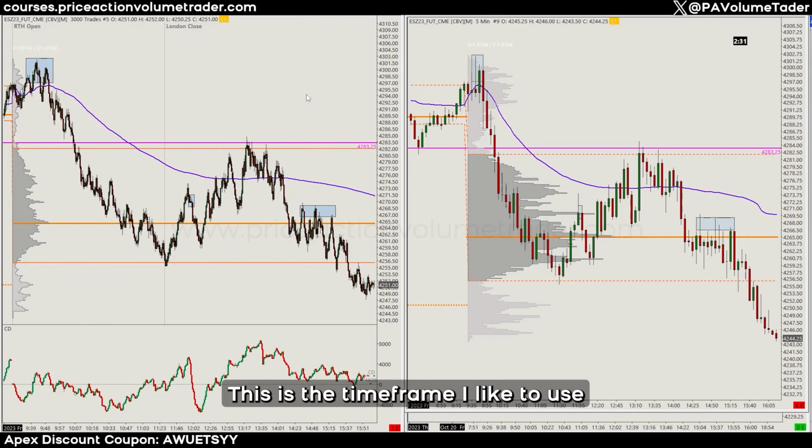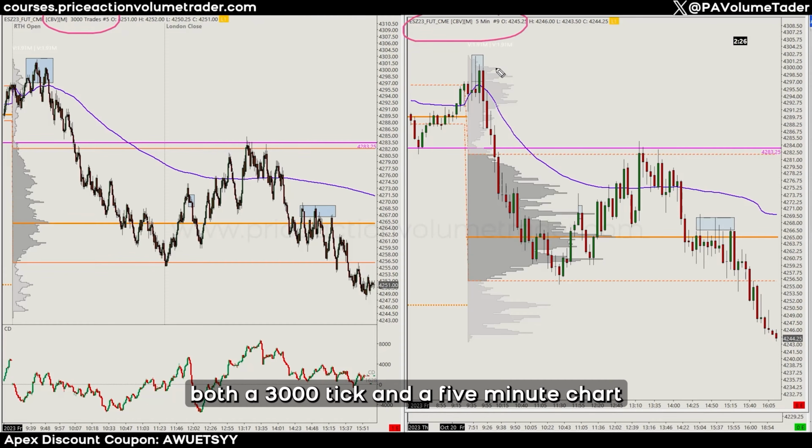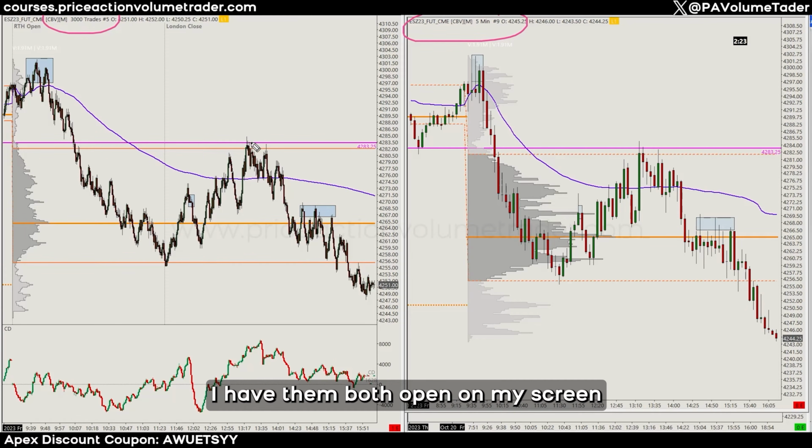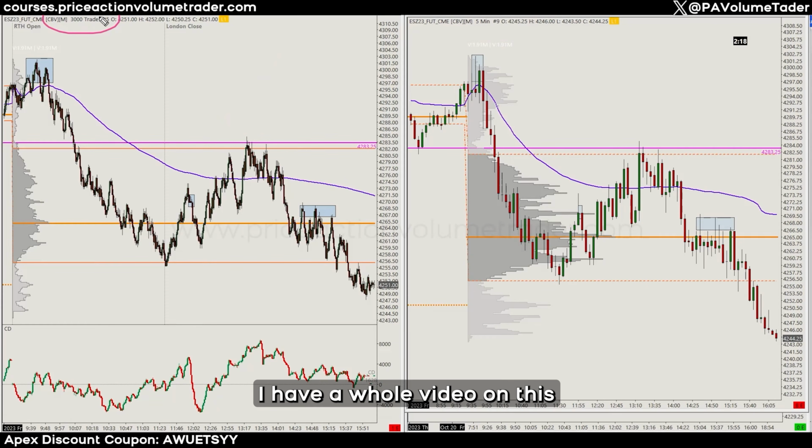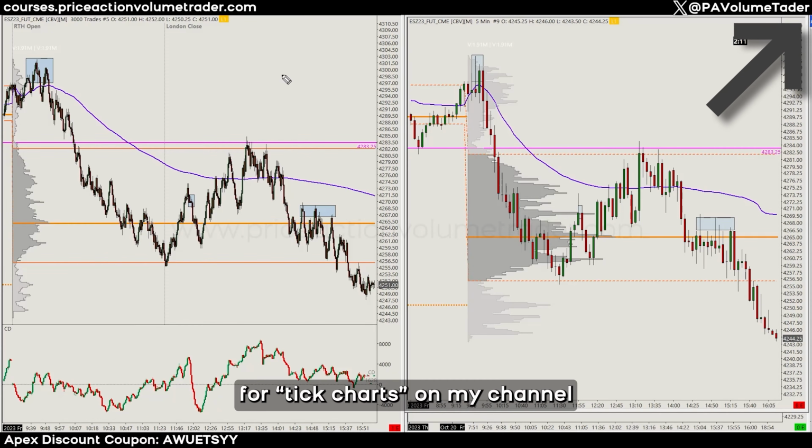This is the time frame I like to use. I use both a 3000 tick and a 5-minute chart. I have them both open on my screen, but this is my main focus because I have a whole video on this on YouTube that you can find just by searching for tick charts on my channel.